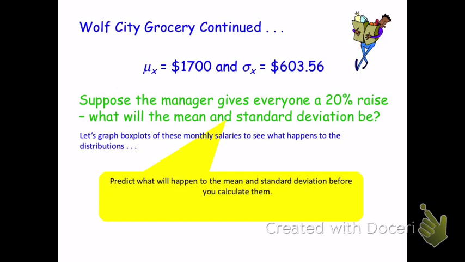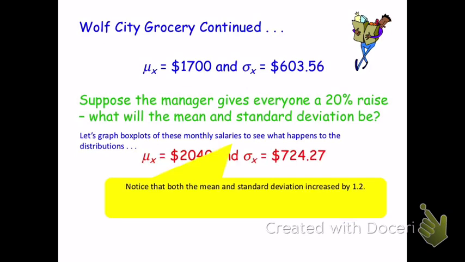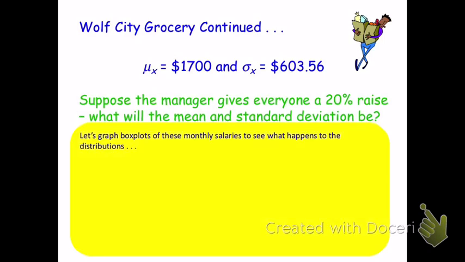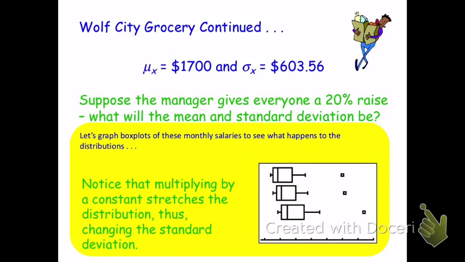What if we gave everyone a 20% raise? What would I do? I would multiply the mean and the standard deviation by what? 1.2. Good. So when I multiply by 1.2, that increased the spread. That's the 3rd box plot, just to kind of show you the concept. But I think this is all review, so we should be good with that kind of thing.